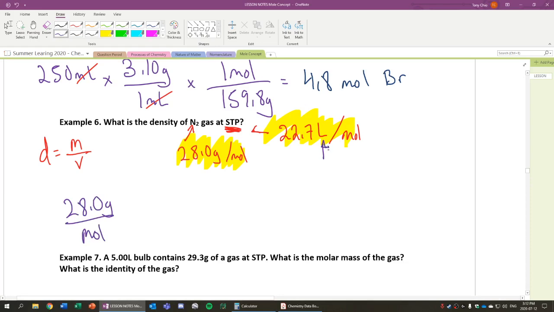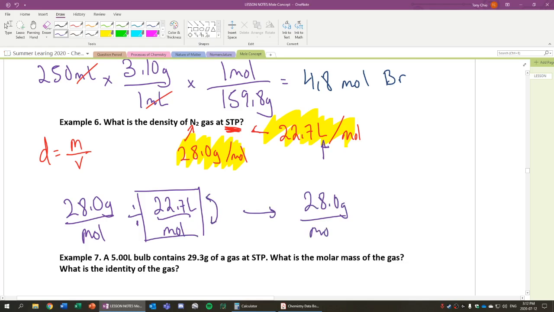Now, you gotta remember something. When we divide by a fraction, what we do is we take the reciprocal of this. So we flip it around and we multiply. So what we get here is 28.0 grams per mole times 1 mole over 22.7 liters.